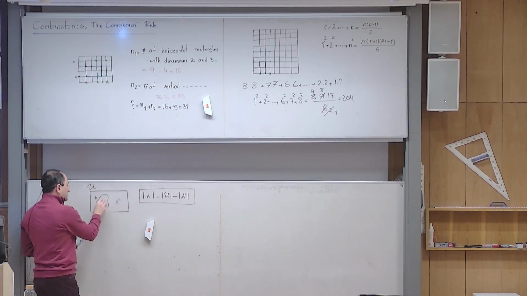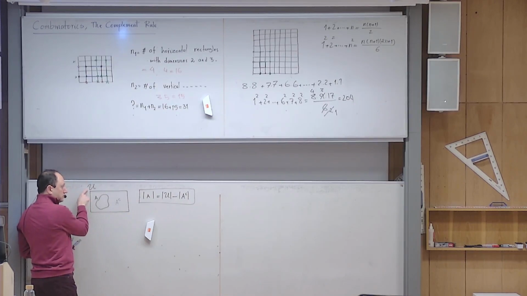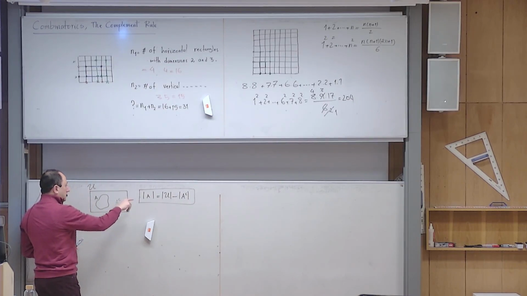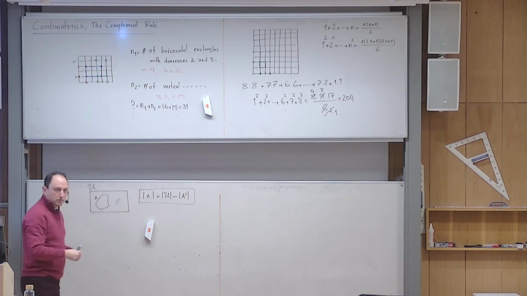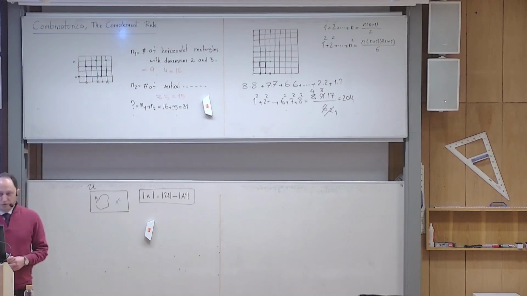If I am interested in the number of items inside A, what can I do? I can count the number of items in this big rectangle, the universal set. I can count how many items are outside A and then subtract them. It's very clear. So that is, I would call it the complement principle again.